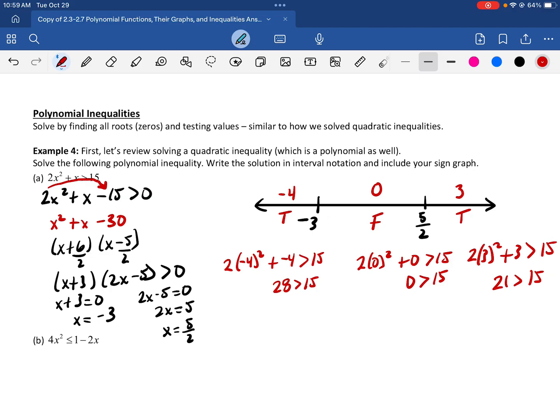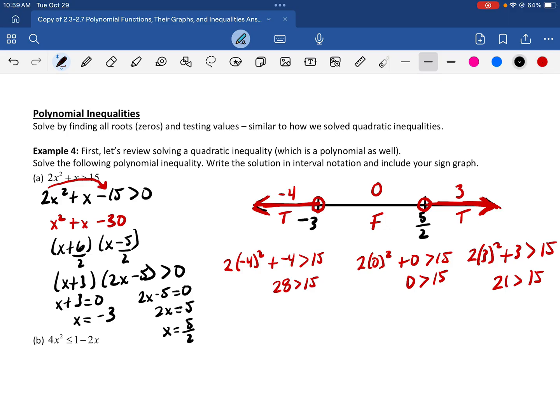So you can see we have true regions on the left and on the right. So I'm going to shade in those regions, because they were true. You're going to always shade in the regions that are true. Now, as far as endpoints go, this inequality did not have an equal to sign, so these circles are going to be open.